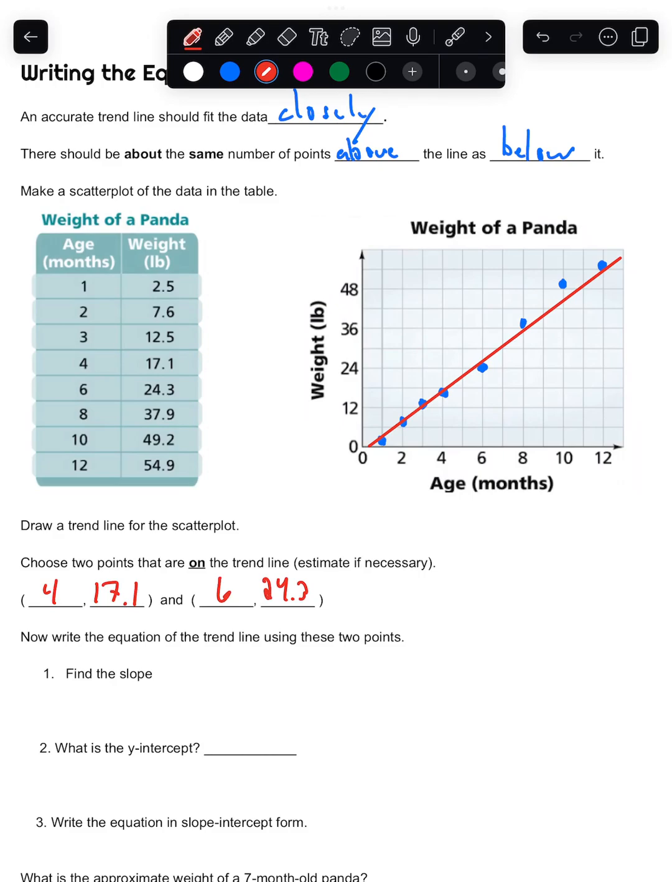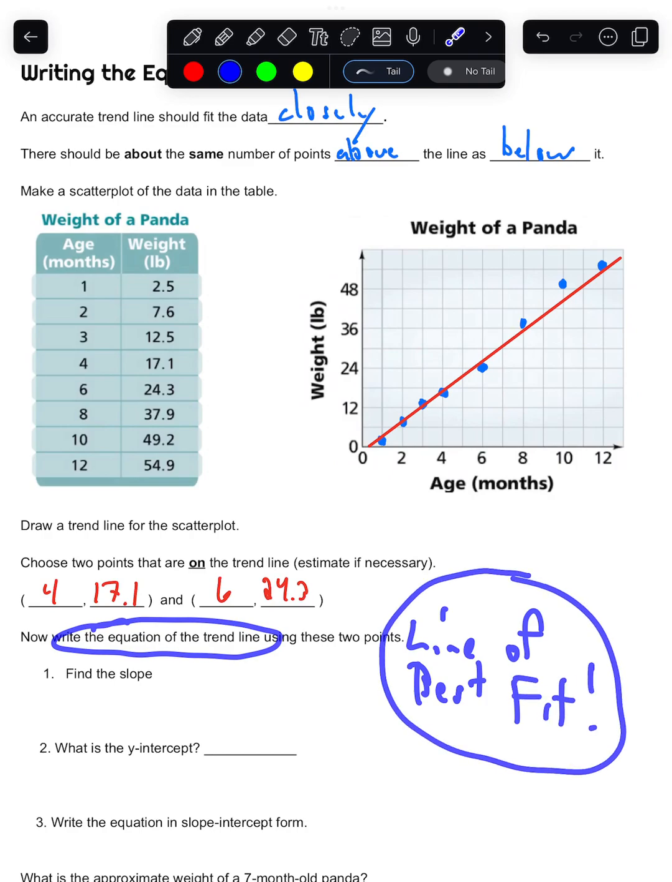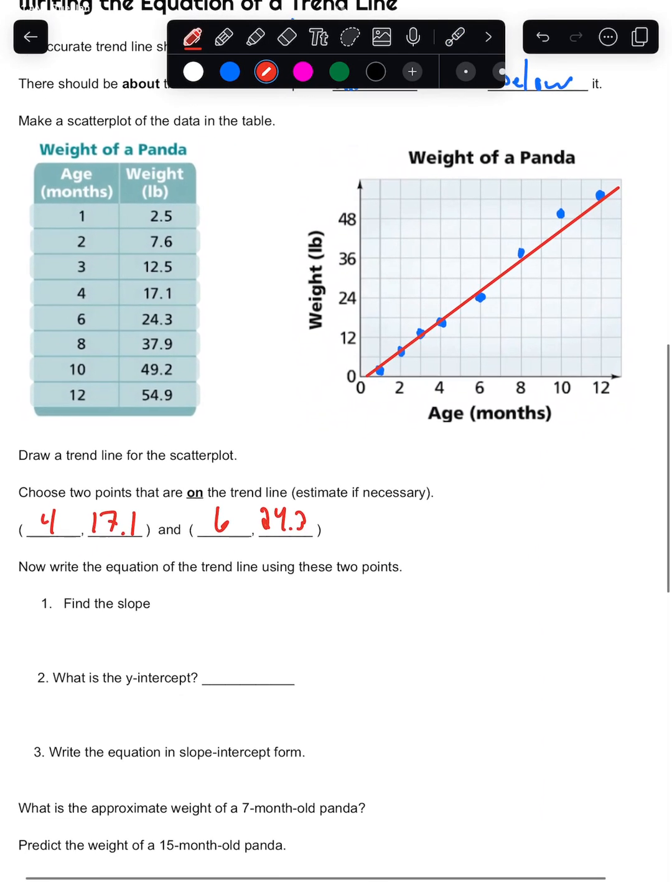So what I've done so far is drawn a trend line by myself. I could use that to make predictions, but they're not going to be the best predictions. Now it says to write the equation of the trend line. We're talking about the line of best fit, so if you want to write that in, that's what it is. I'm going to let that erase so that I have some room to work here.